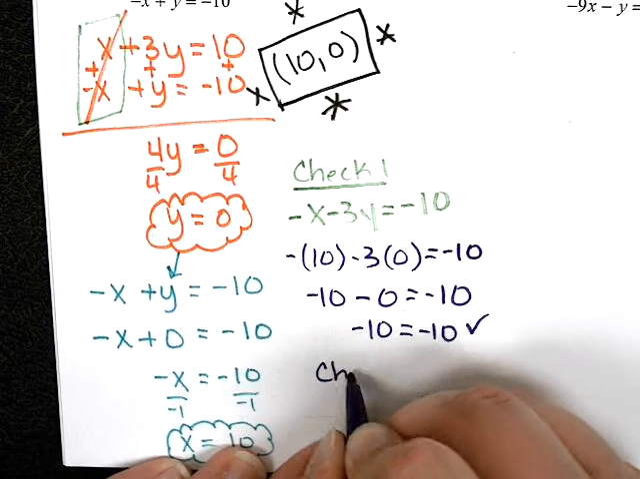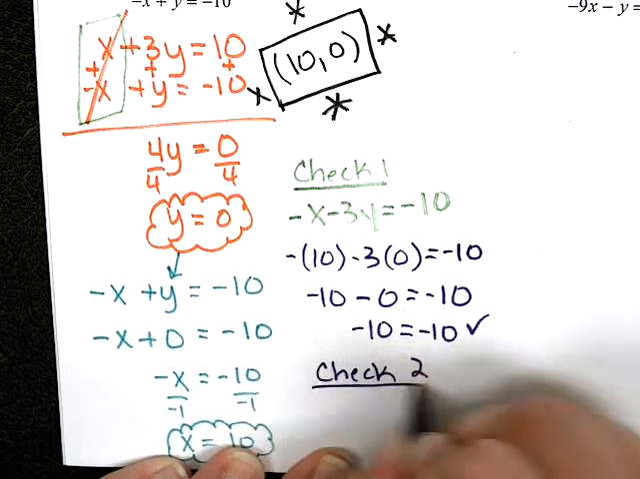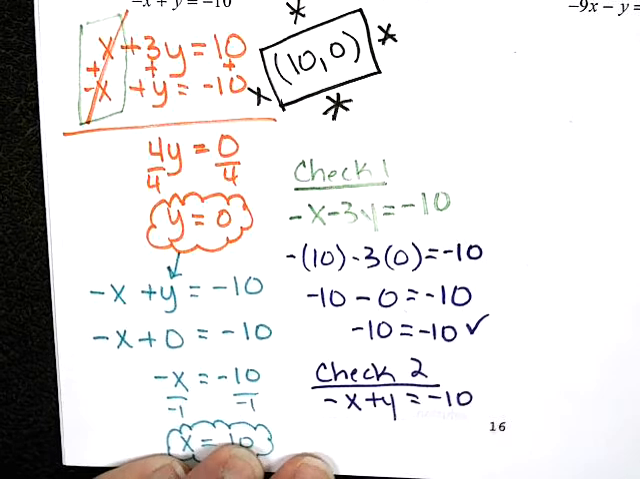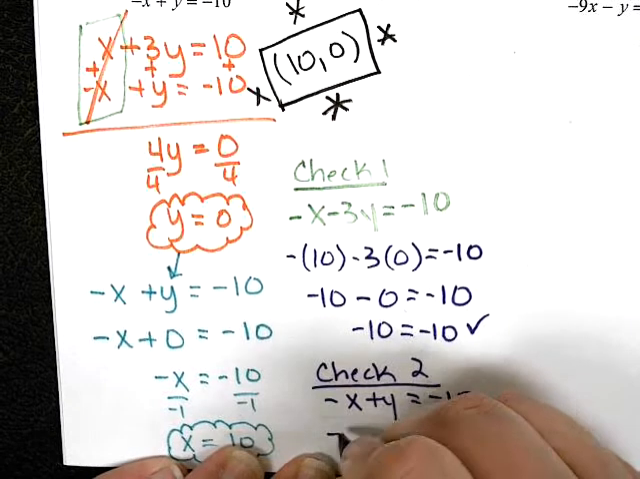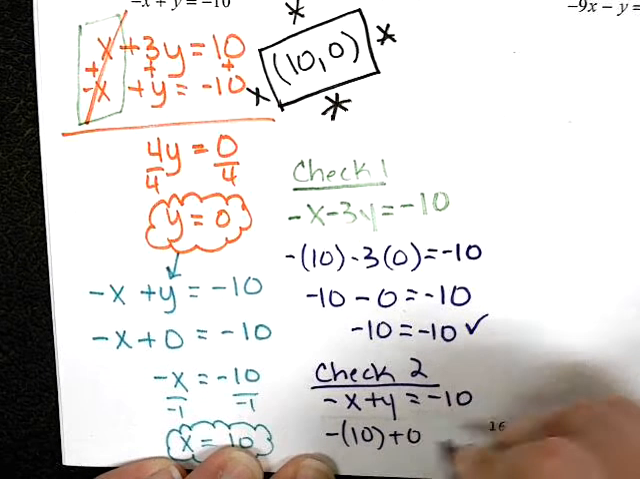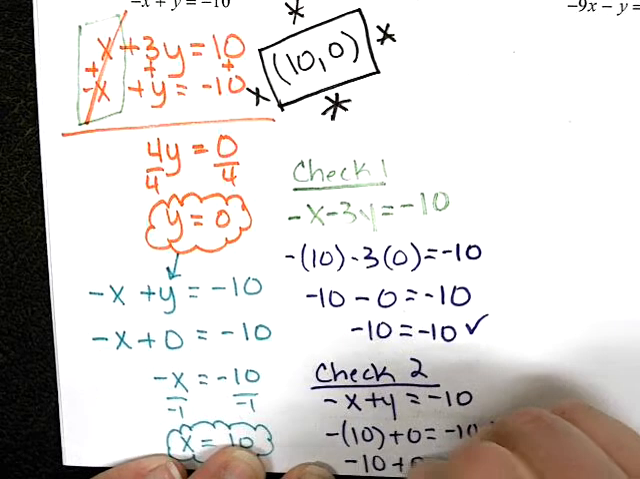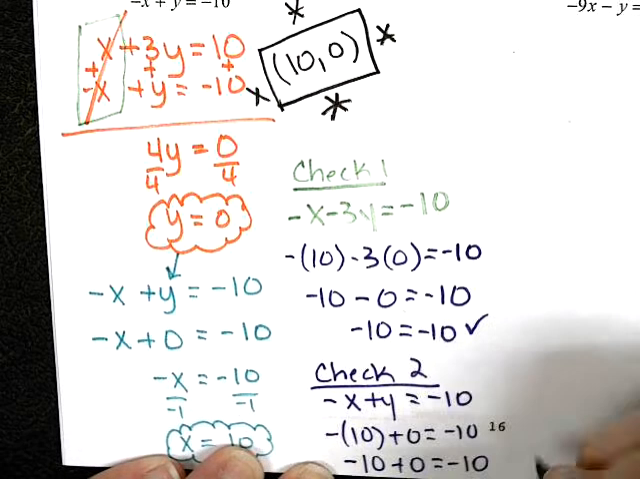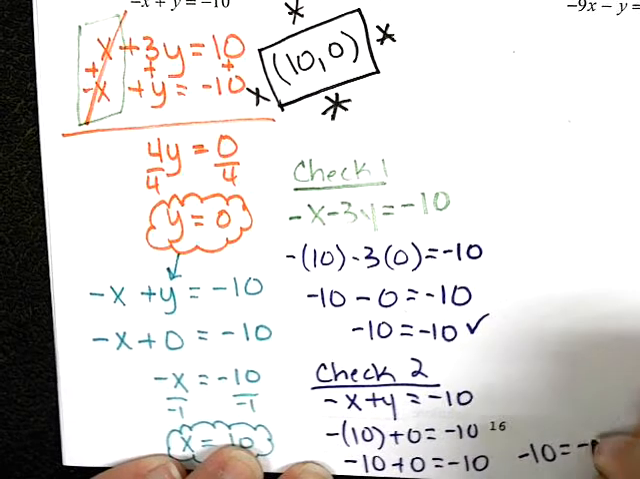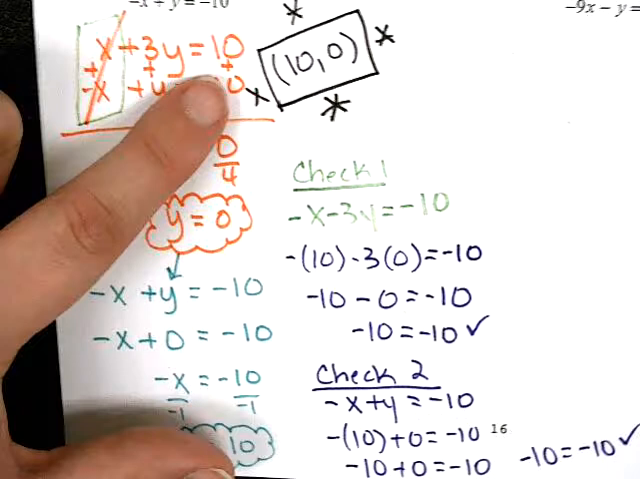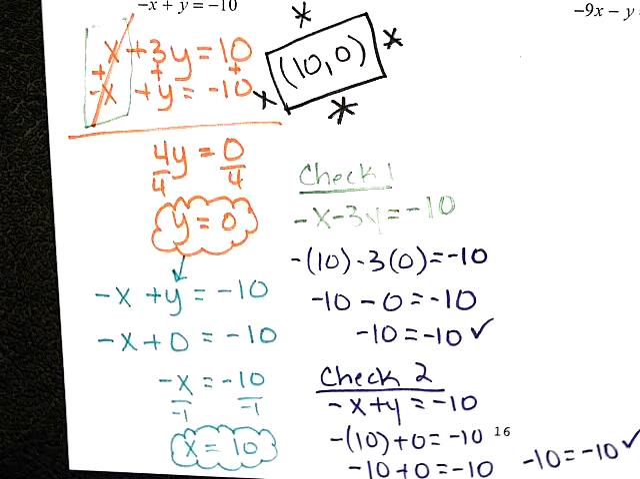Check 2. So write your original equation, negative x plus y equals negative 10. And we get negative 10 plus 0 equals negative 10. And we get negative 10 equals negative 10. Check. We are good. So our solution here for this problem is the point (10, 0).